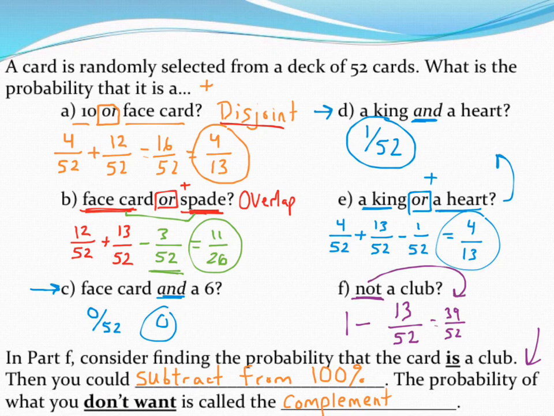So there's two ways that we could think about doing that. Either this is called finding the complement, when I find the probability of what I don't want. Simplifying this gets me a probability of 3/4.